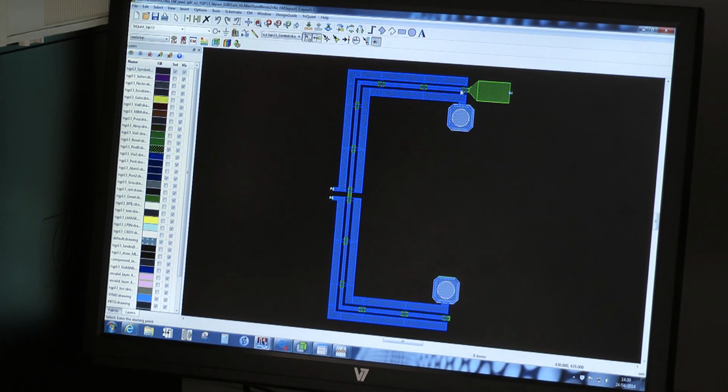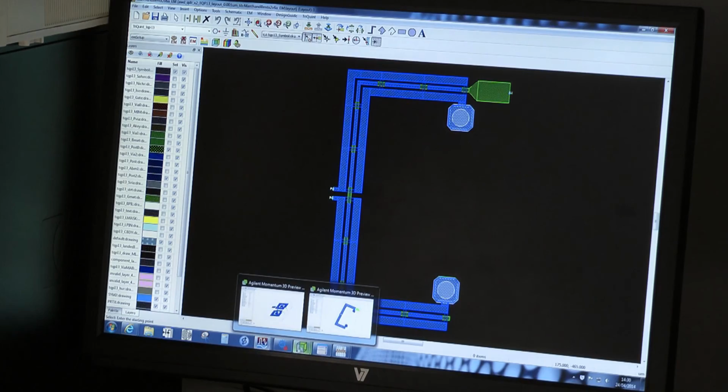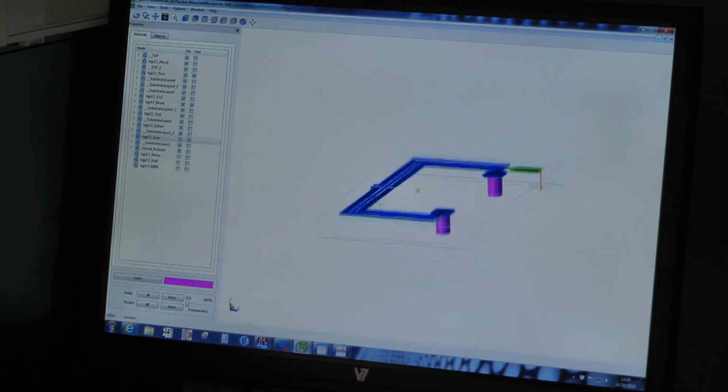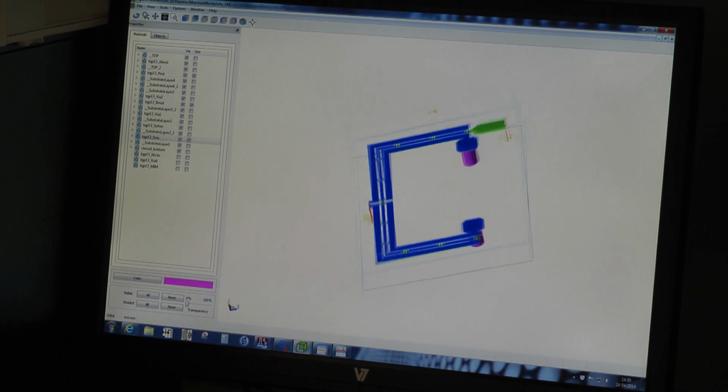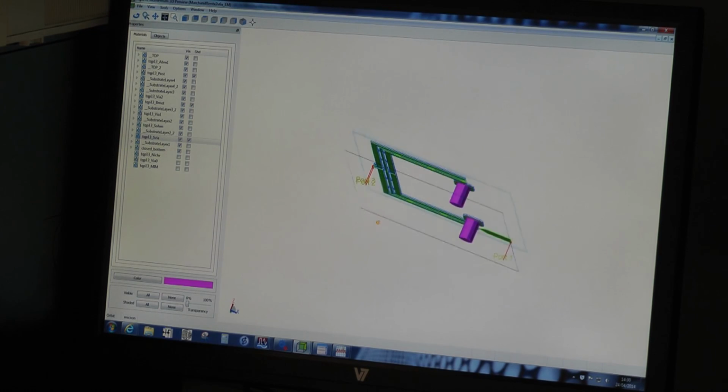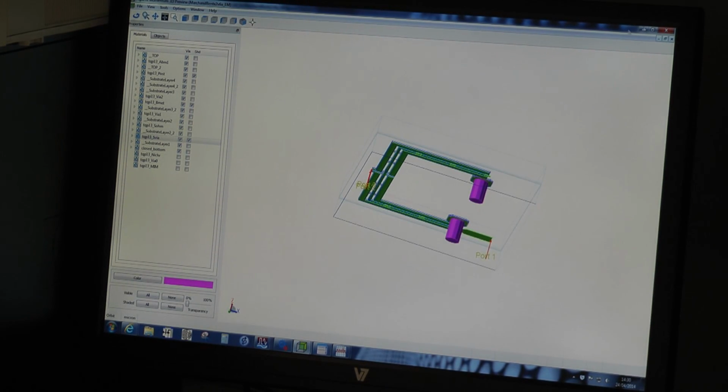Essentially, each one of these lengths is around lambda by 4 at the center frequency. And again, we have the 3D view, so you can see where we're bridging across the via hole, the ports, and the through substrate vias, the underside.